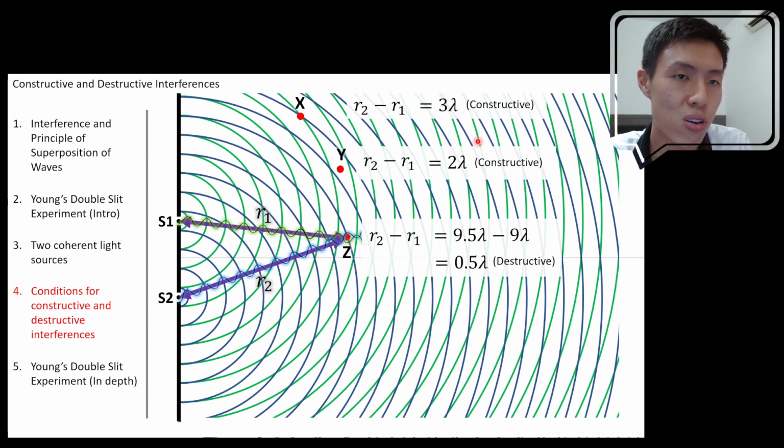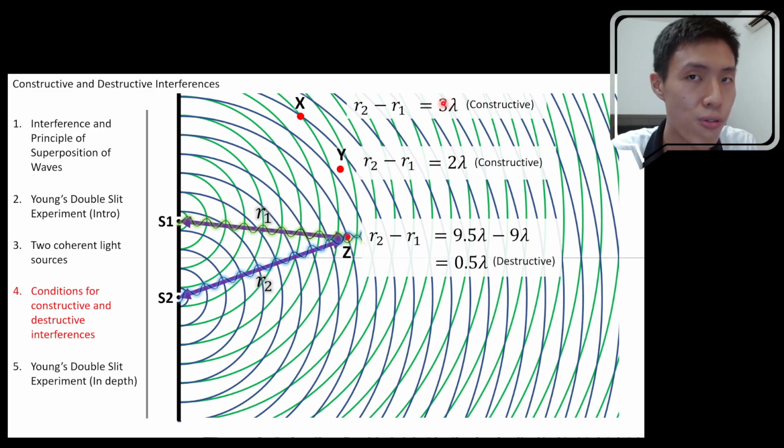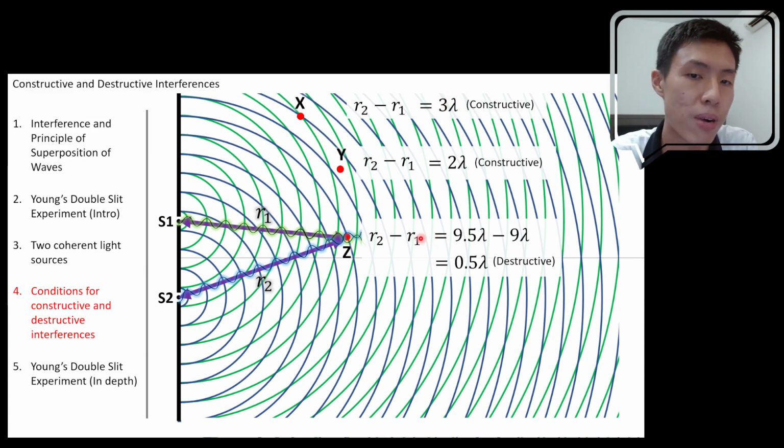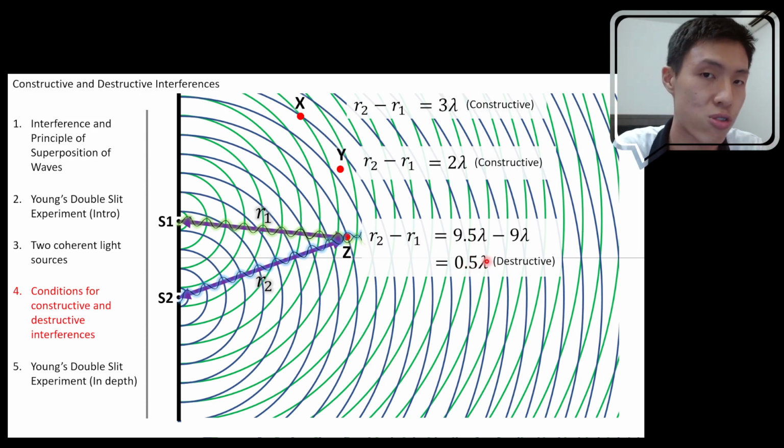So maybe at this point, you can sort of form a conclusion from what we can observe here. You can see if it's constructive, right, the path difference is always an integer multiple of wavelength. It's always a multiple of 1, 2, 3, 4, an exact number, an integer. But if you talk about destructive interference, if you find the path difference, you see that it's always coming up with a 0.5 wavelength. It can be 1.5, 0.5, 3.5.